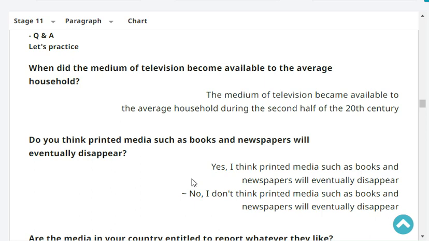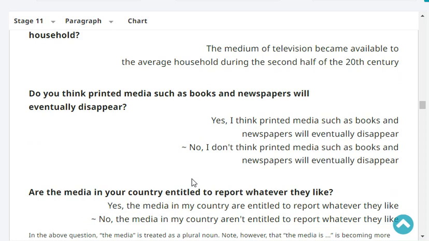When did the medium of television become available to the average household? The medium of television became available to the average household during the second half of the 20th century.